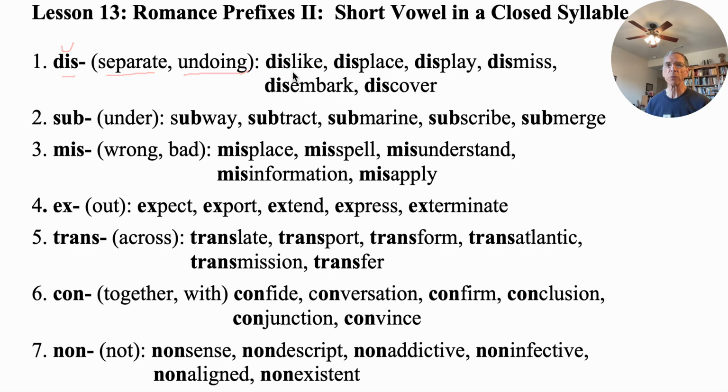So let's see how this works out. First of all, we have dislike. And again, notice we're going to chop it. We're going to cut it right here between the dis and the like. And that will make that vowel short. And what makes it short is that consonant. It's called closing the syllable. So if you dislike something, you don't like it. So you can see how it means separate or undoing. We like something, now we don't like it, so we undo and we dislike it.